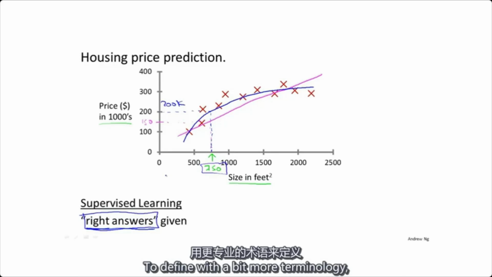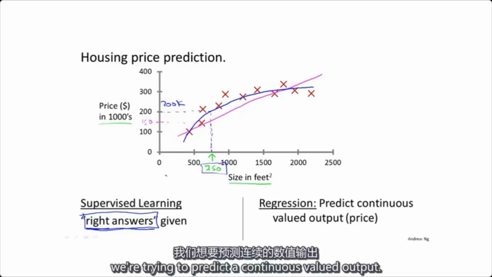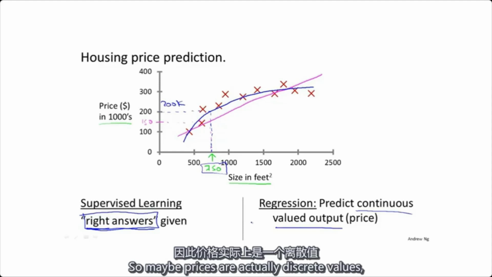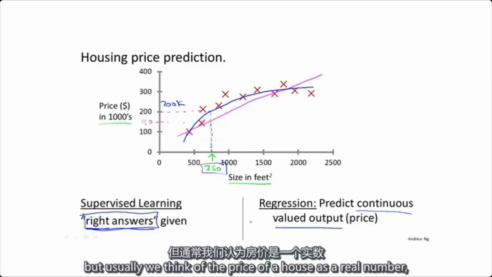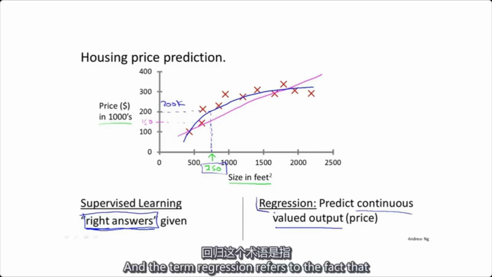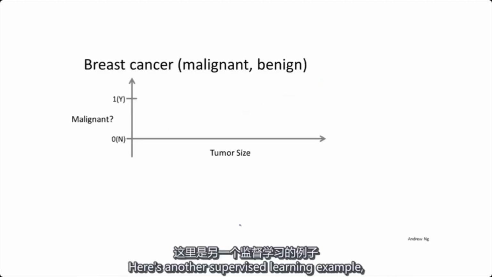To define a bit more terminology, this is also called a regression problem. By regression problem, I mean we're trying to predict a continuous valued output, namely the price. So technically, I guess prices can be rounded off to the nearest cent, so maybe prices are actually discrete values, but usually we think of the price of a house as a real number, or a scalar value, a continuous value number. And the term regression refers to the fact that we're trying to predict a continuous valued attribute.